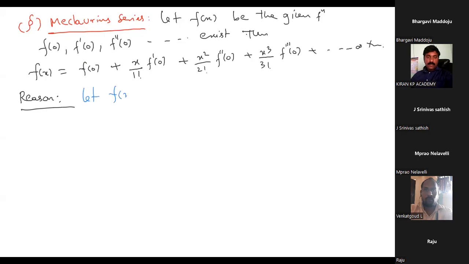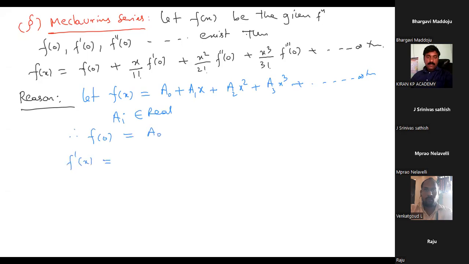So let f of x be like this: some constant a naught plus a1x plus a2x square plus a3x cube, and so on, infinite terms, where the a's are real, right? Now, therefore, f of 0 is obviously a naught. Now, f dash x is a1 plus 2a2x plus 3a3x square plus so on, infinite terms.